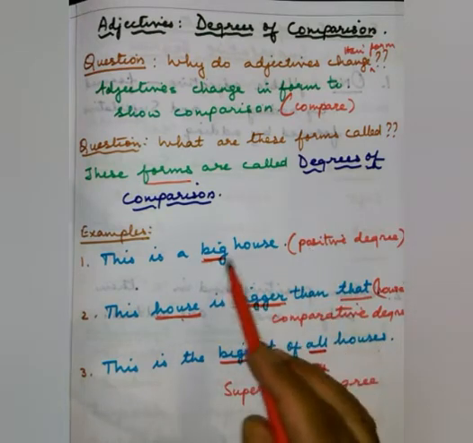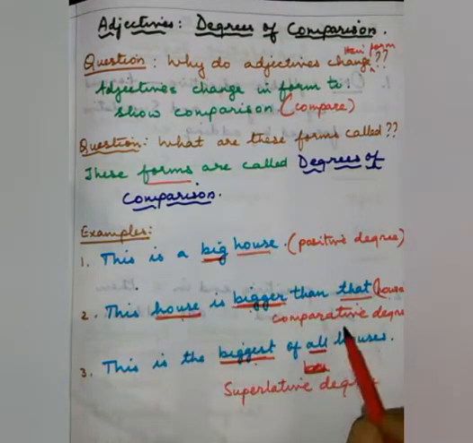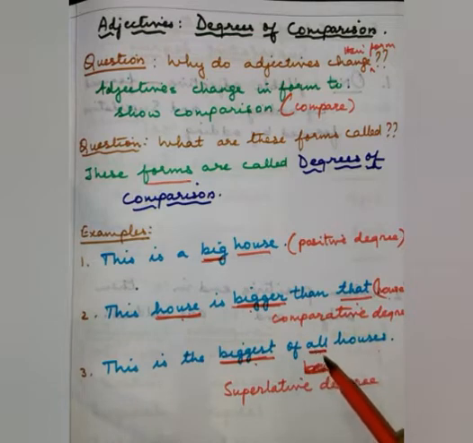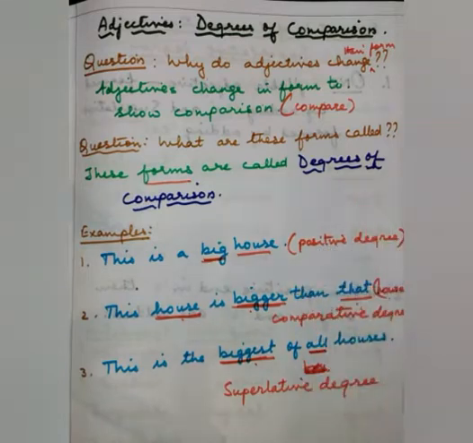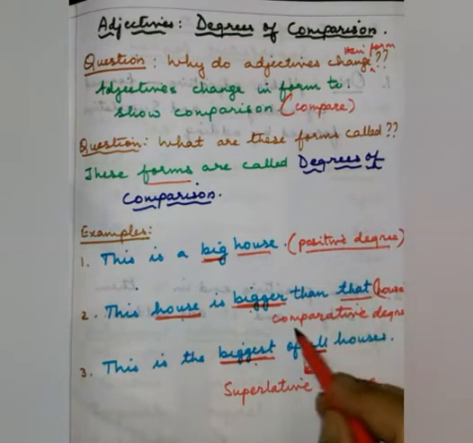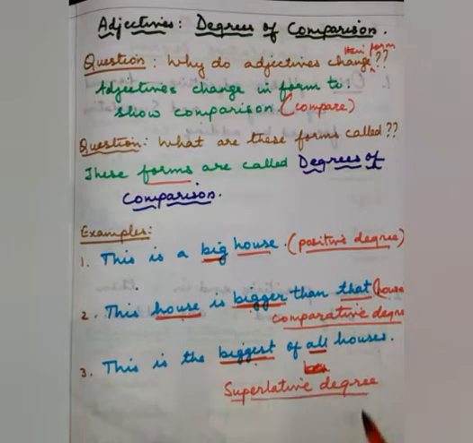So all three are adjectives and all three are different forms. In the positive form we have only one house. In comparative form we compare two things, and in superlative degree we compare more than two, maybe three and above things. So how many degrees of comparison are there? There are 3 degrees of comparison: positive degree, comparative degree and superlative degree. Do not forget this. Okay, let's continue with the next video.